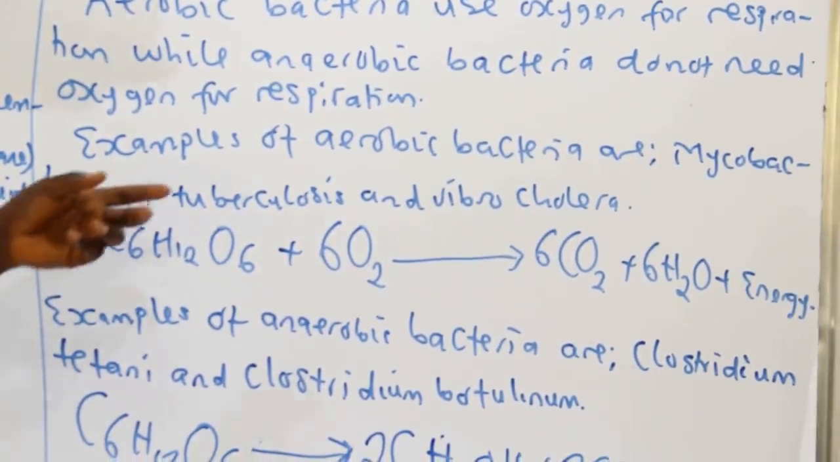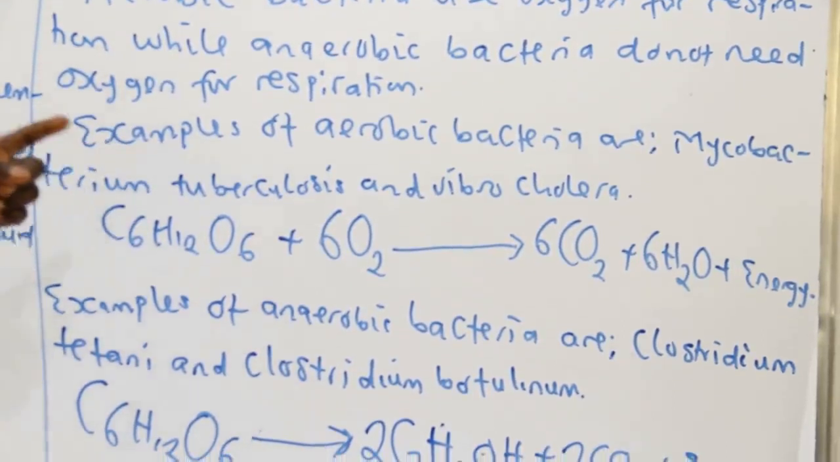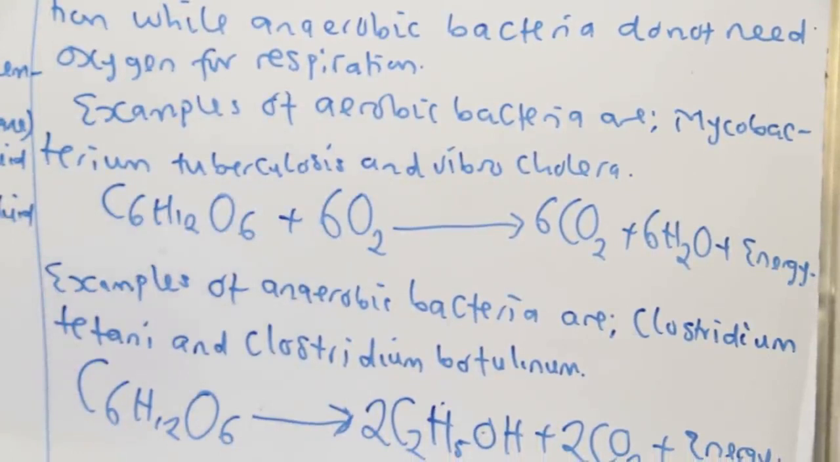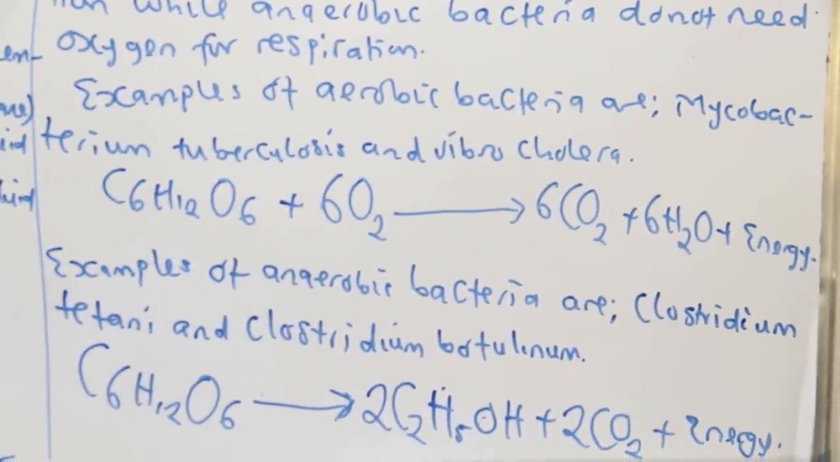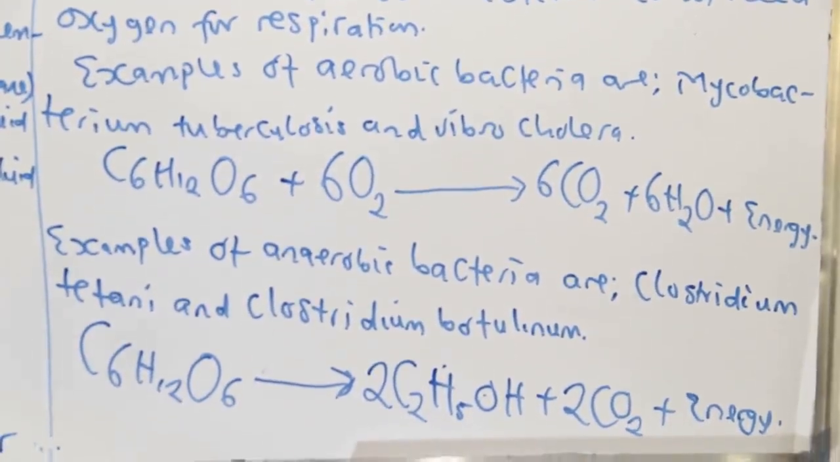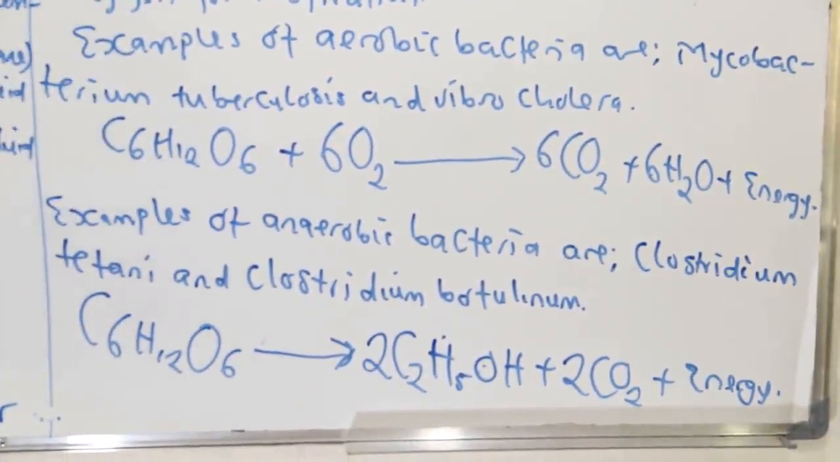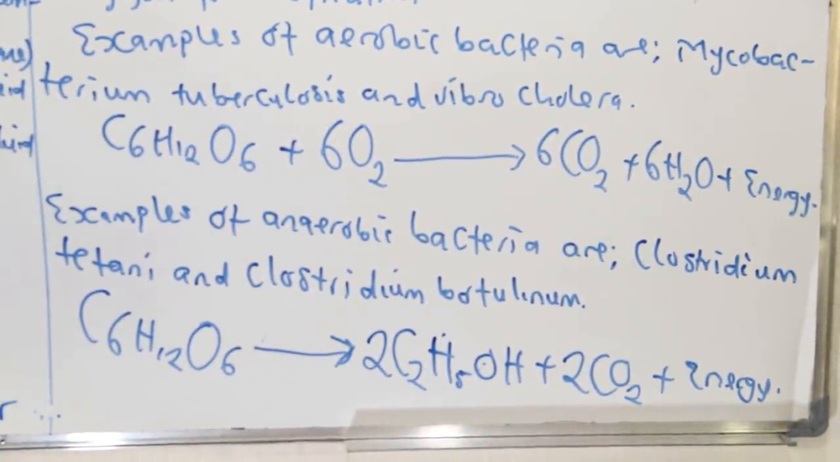And from here, we can now say that tuberculosis is a bacterial disease in human. And also we have Vibrio bacteria. That's the bacteria that cause the common disease called cholera. They are all under the aerobic bacteria. They require oxygen for their respiration.